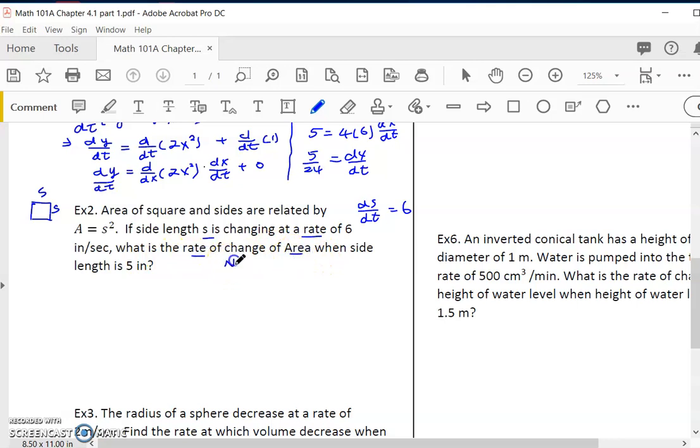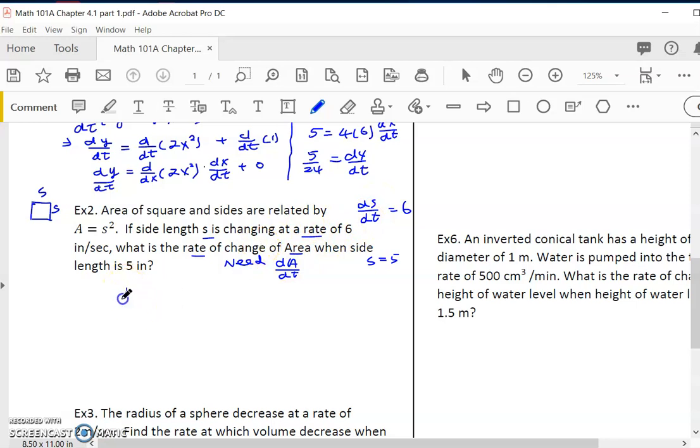So that means I need dA/dt when the side length is 5. S is equal to 5. So that's all we have: ds/dt is 6, S is 5. What is dA/dt? So obviously we need an equation that relates A and S.